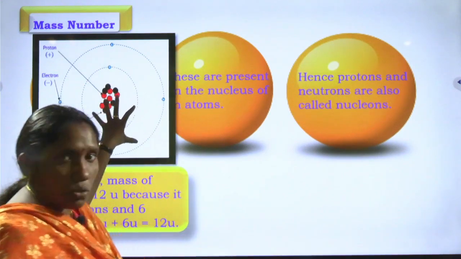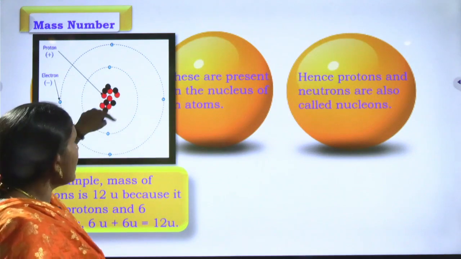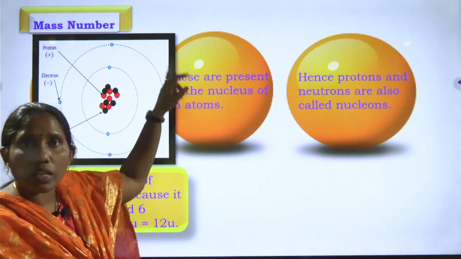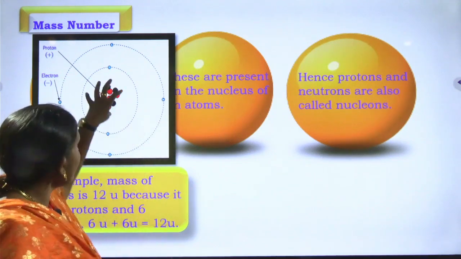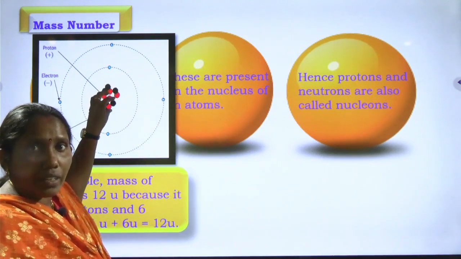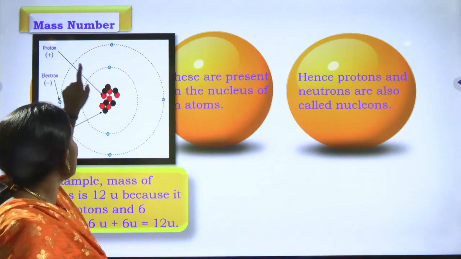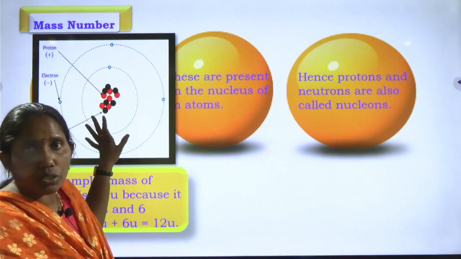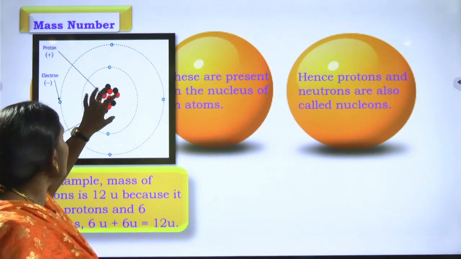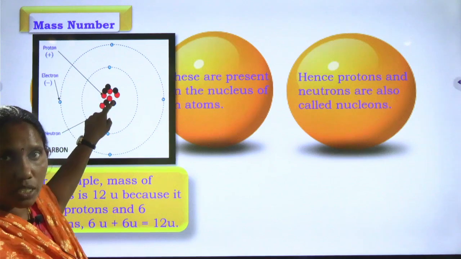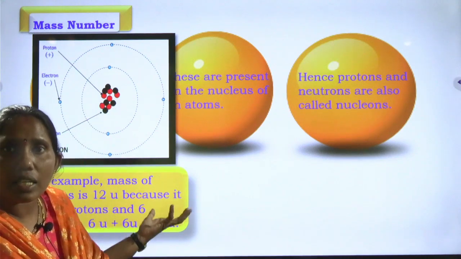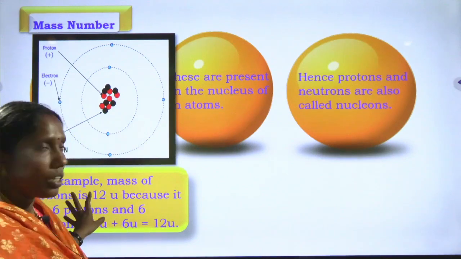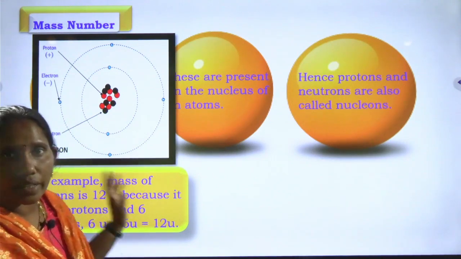If you observe this figure, the center is the nucleus and the blue ones are the electrons revolving around the nucleus. At the center of the nucleus there are red dots and black dots. The red dots represent the protons and the black ones represent the neutrons. So how many are present? The total number of protons and neutrons present in the nucleus gives you the mass number, and those are called nucleons. And this is the figure for the carbon atom, right?